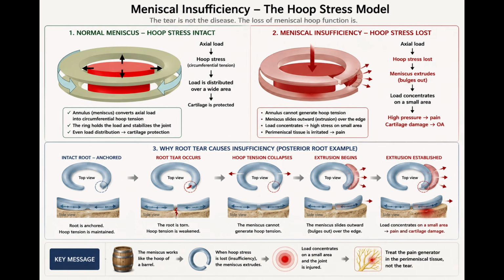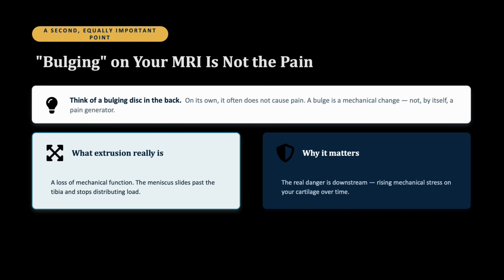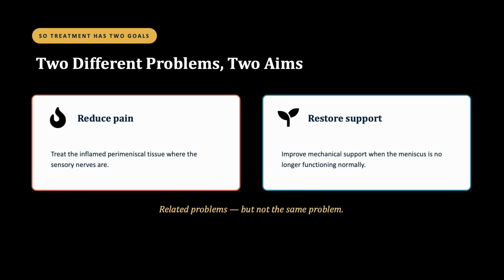As extrusion progresses, the meniscus becomes less effective at protecting the articular cartilage. The clinical importance of extrusion is therefore not simply pain. It is the increased mechanical stress placed on the cartilage over time. For this reason, treatment may have two different goals. One is to reduce pain by treating the inflamed perimeniscal tissue where the sensory nerves are located. The other is to improve mechanical support when the meniscus is no longer functioning normally. These are related problems, but they are not the same problem.